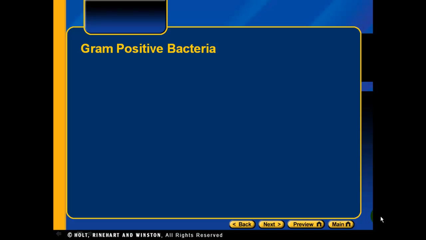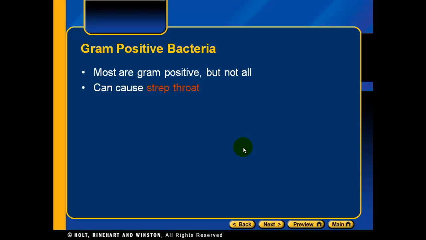Continuation of STEM Biology, Chapter 23, Podcast Part 2. Gram-positive bacteria. Most of these bacteria are gram-positive. These bacteria can cause strep throat.